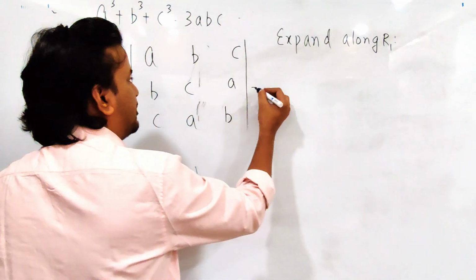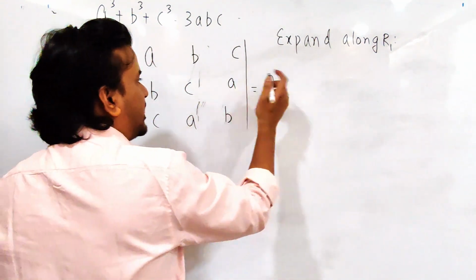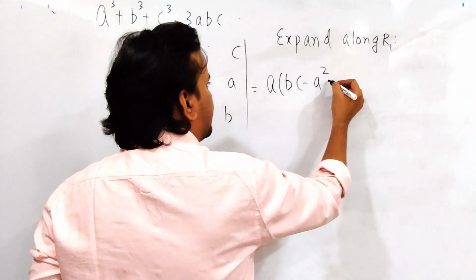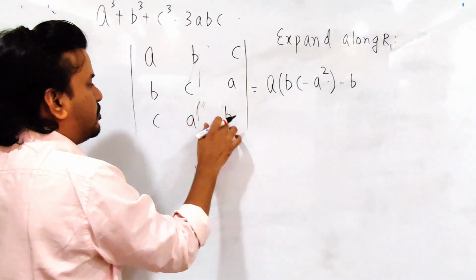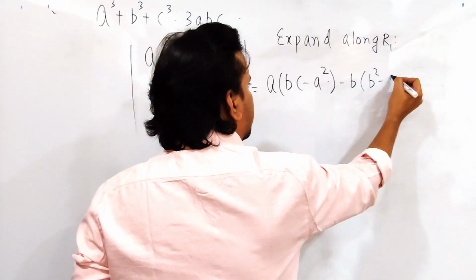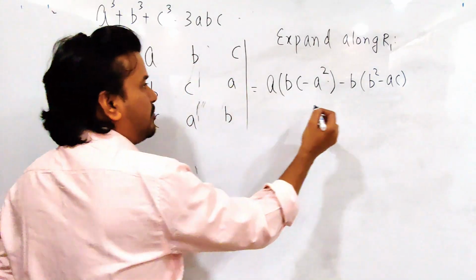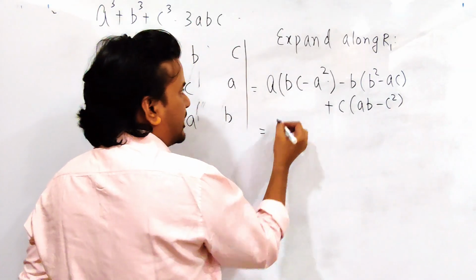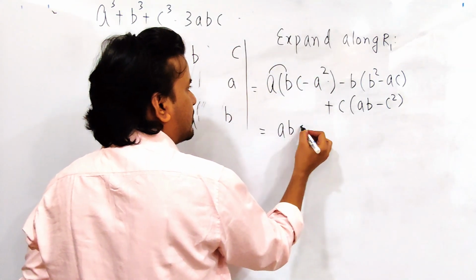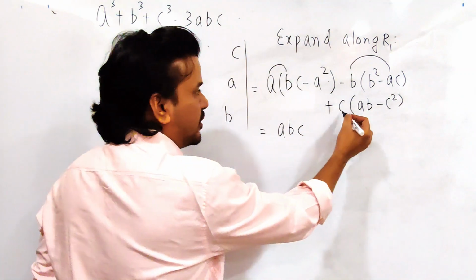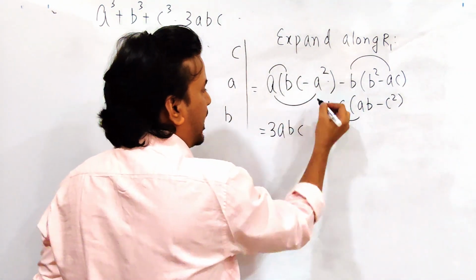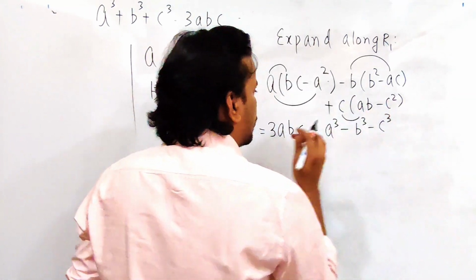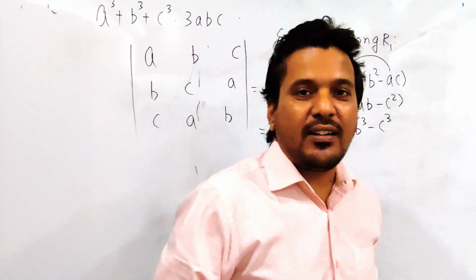So we are expanding it along row number 1. This is going to be A times (BC minus A square), then comes minus B times (B square minus AC), and finally we will get C times (AB minus C square). So guys, this is going to be ABC, one more ABC, and there is one more ABC. So this is 3ABC, and then is minus A cube, minus B cube, minus C cube. So this is the first way in which we can open this particular determinant.